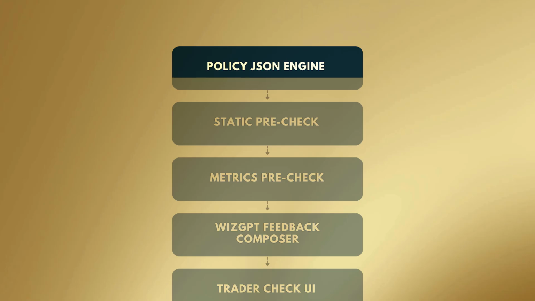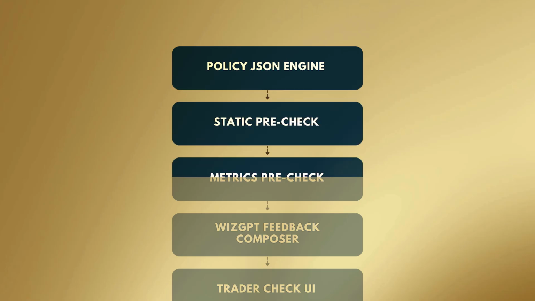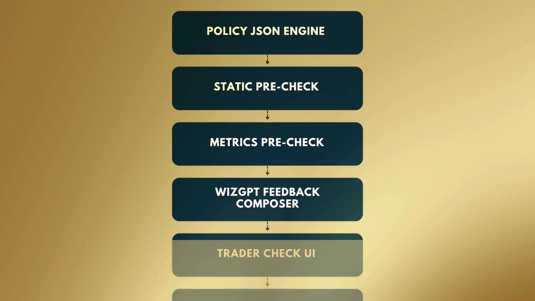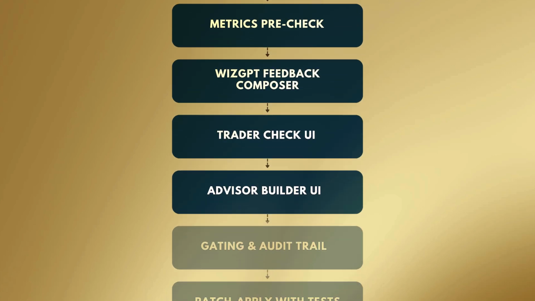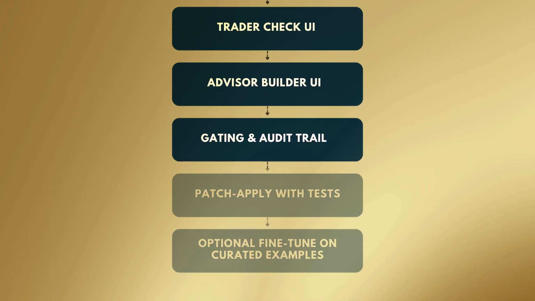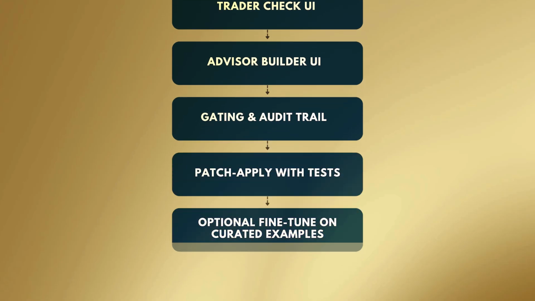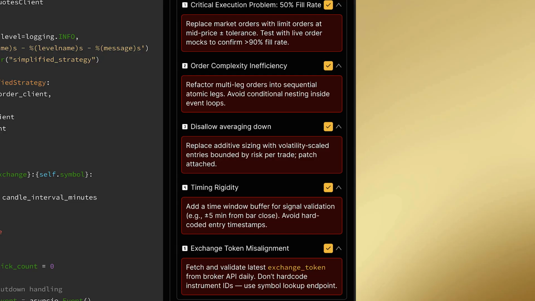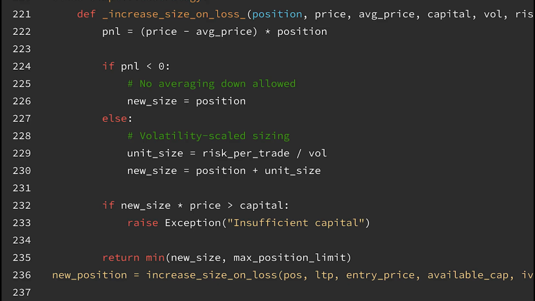At every step, governance rules apply. Only authorized roles can promote strategies, and every action is logged as part of the audit trail. Here's the minimum build order, the core foundation we start with: policy JSON engine, static precheck, metrics precheck, WizGPT feedback composer, trader check UI, advisor builder UI, gating and audit trail, patch up live with tests, optional fine tune on curated examples. Concrete example: rule, disallow averaging down, static detector, size increases when unrealized PNL is below 0, at function increase size on loss.